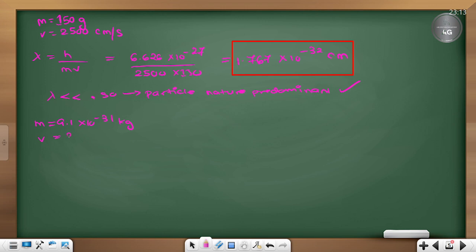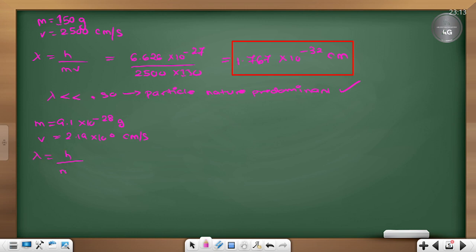2.19 into 10 to the power minus 8 centimeter per second. So we will consider this in gram, 10 to the power minus 28. Clear? Now find out lambda.